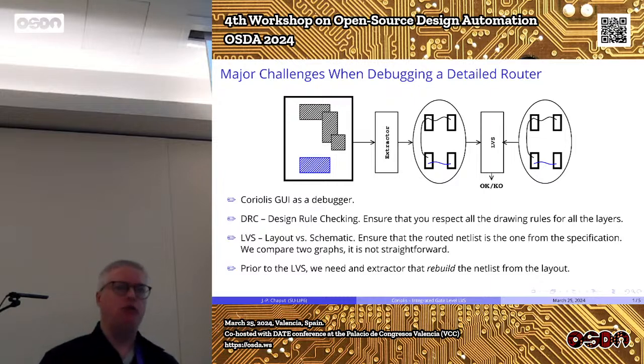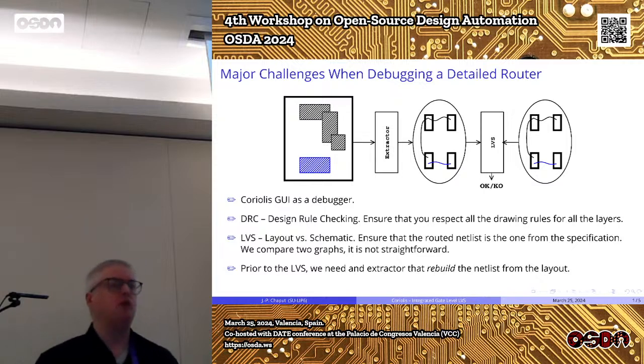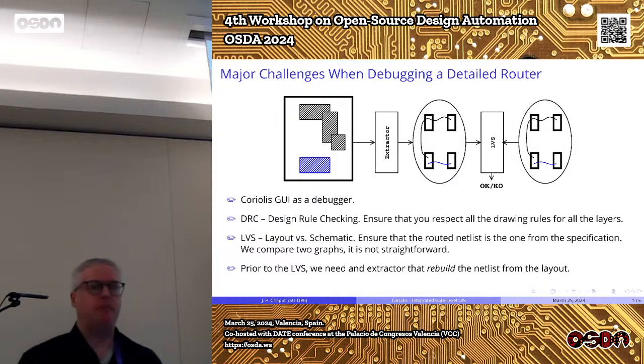But what I do not want is that the router tells me, yes, I did succeed, but there is an error. Typically, a short circuit, the layout is bad in some ways. And I have to debug that. So in the context of Coriolis, I have to develop tools to ensure the checking. Because those tools are usually not many, and they are not very easy to use.